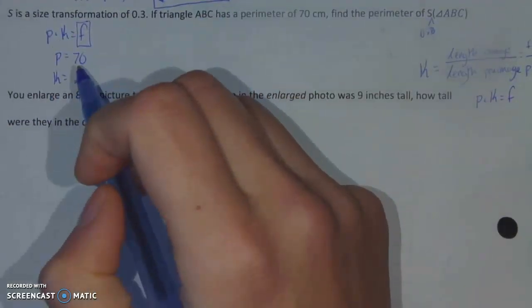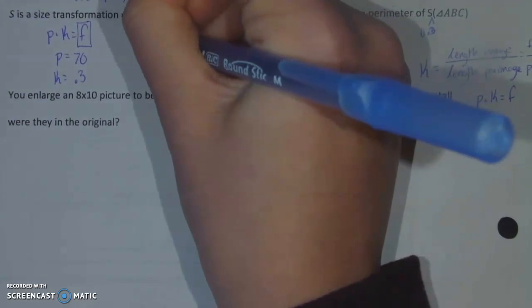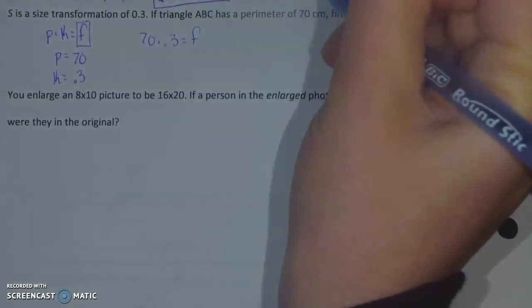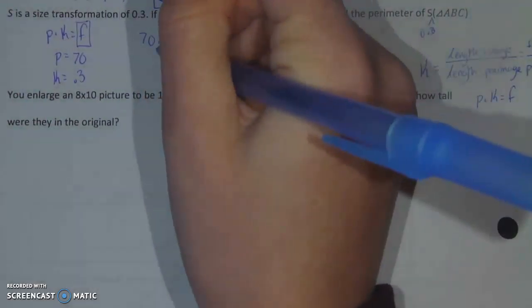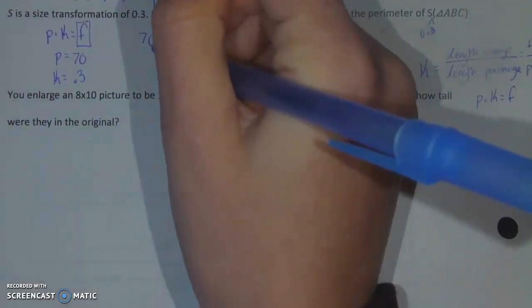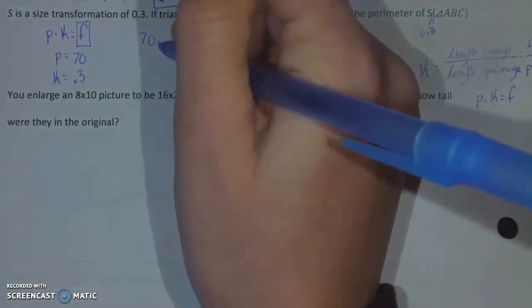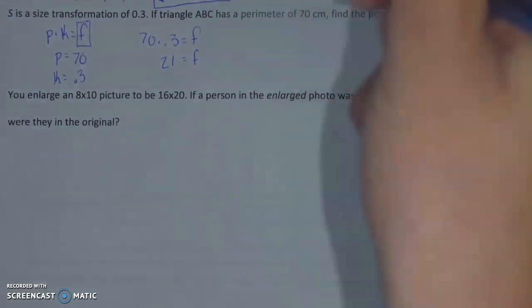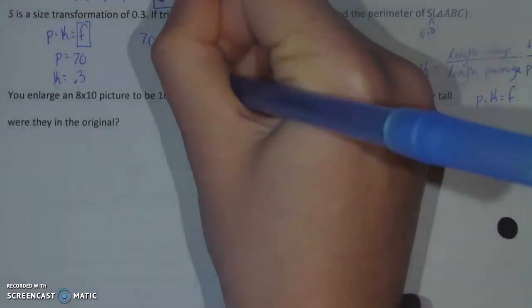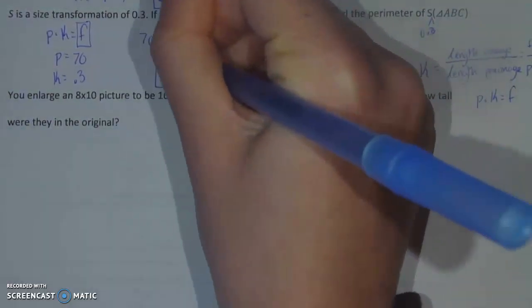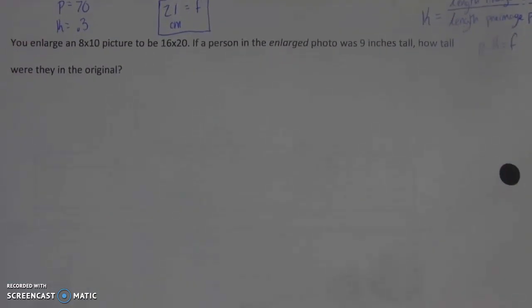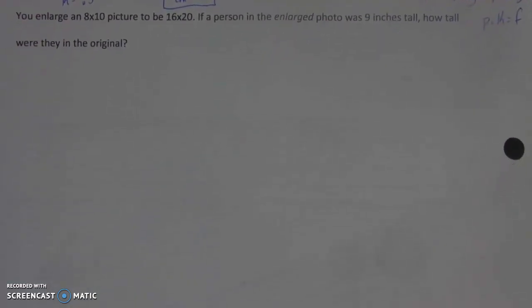So I actually have all of my information at that point, and I can do 70 times 0.3 is equal to our final image, or an answer of, well, I think it's 21. Let me just double check. Yep, answer is 21. And this is, of course, in centimeters. So we would be done. These ones are kind of nice because they're fairly straightforward. But like everything in geometry, we are going to try a little bit harder.